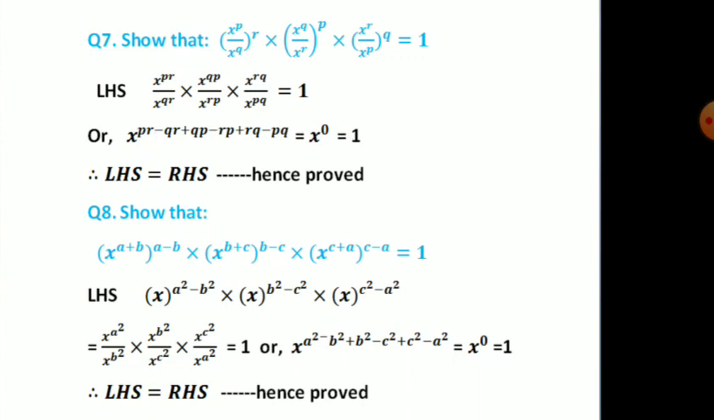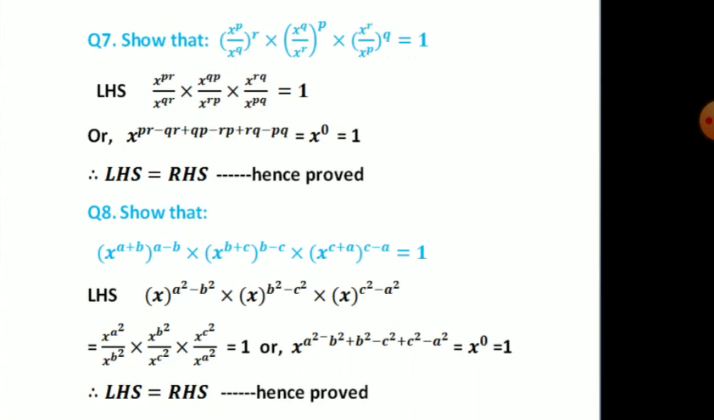Now here we have plus pr and minus pr. So plus 1 minus 1 is equals to 0. Similarly, minus qr plus qr or rq will get cancelled, again 0, and plus qp and minus pq will get cancelled, that is 0. So in the exponent we will have 0, and we know that any number to the power 0 is equal to 1. So here we have x to the power 0, which is equals to 1. Therefore we can say that the LHS is equals to RHS.